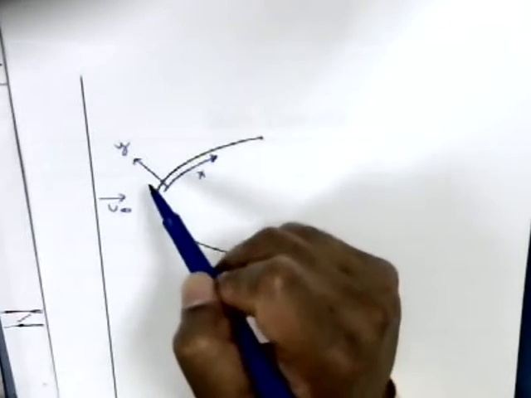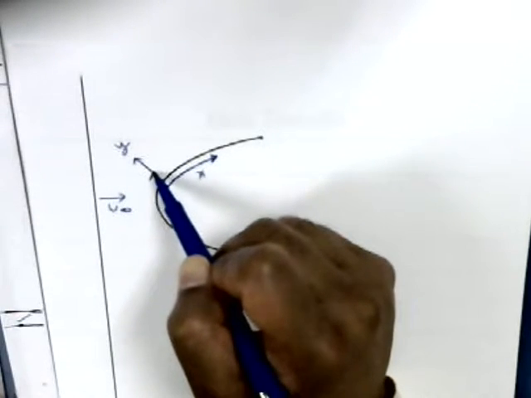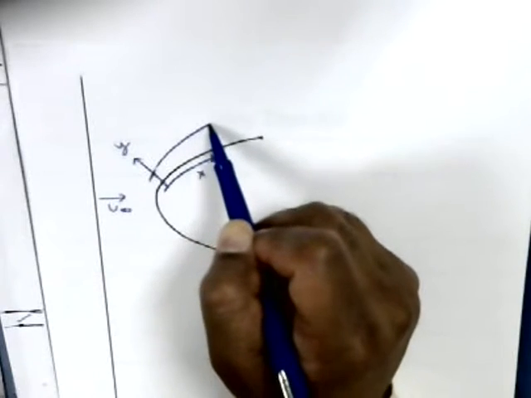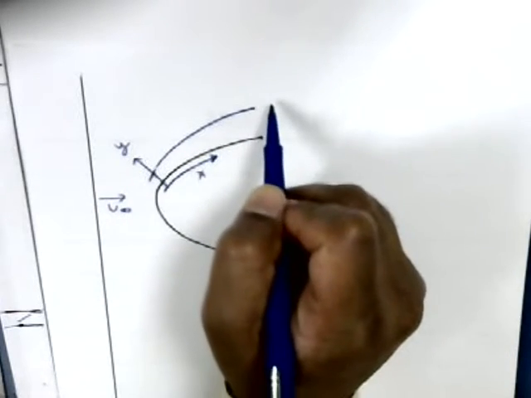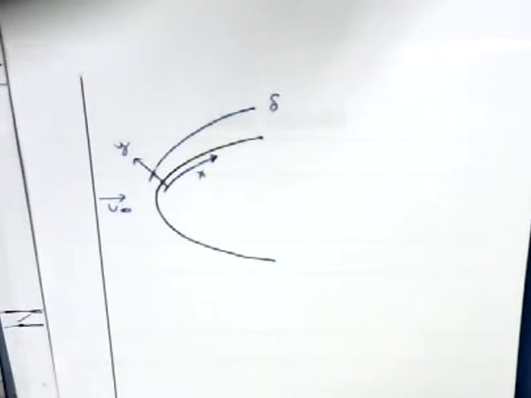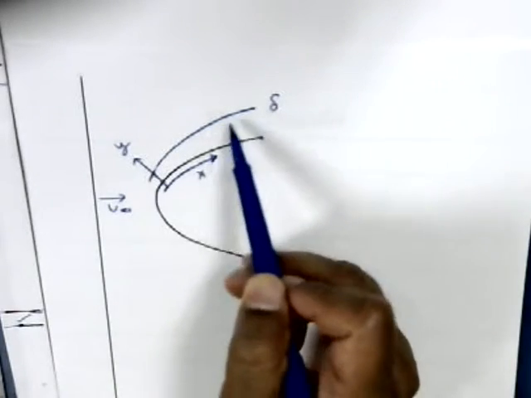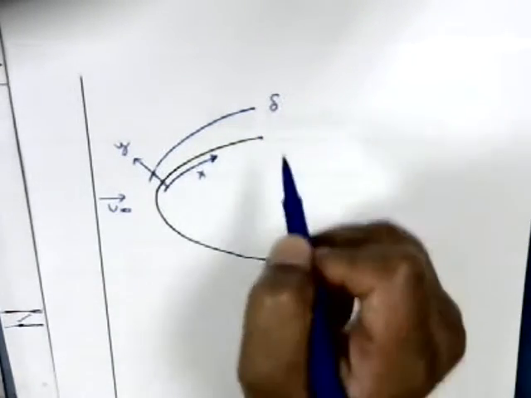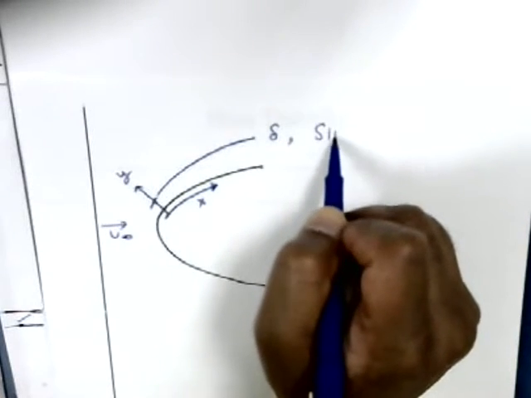So let's say this indicates how delta, the hydrodynamic boundary layer, develops over this surface. And similarly, you have the thermal boundary layer also.